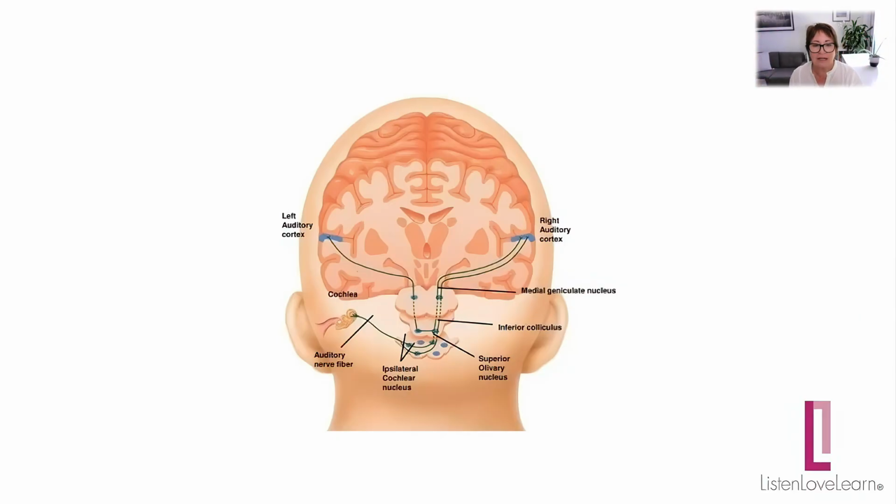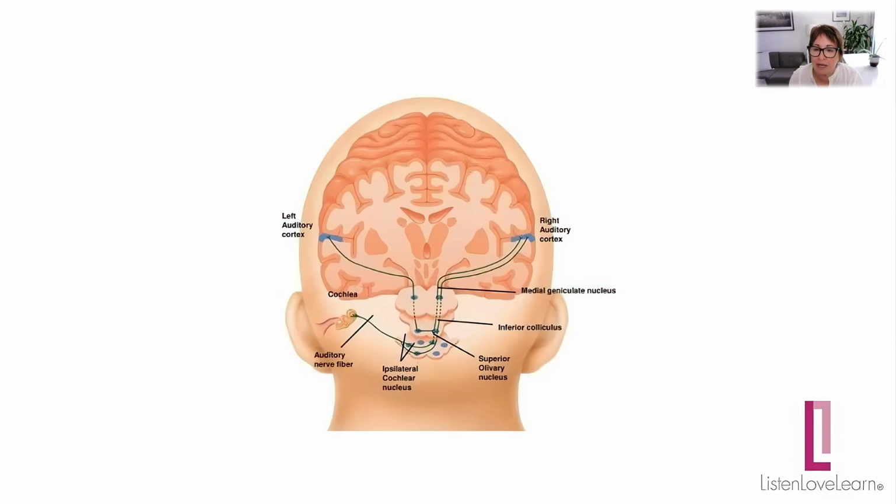If the child has delay or distortion anywhere along this pathway, either in one pathway or in both pathways, they are going to be diagnosed with an auditory processing disorder because the audiologist tests for this. The audiologist also tests for what happens next.